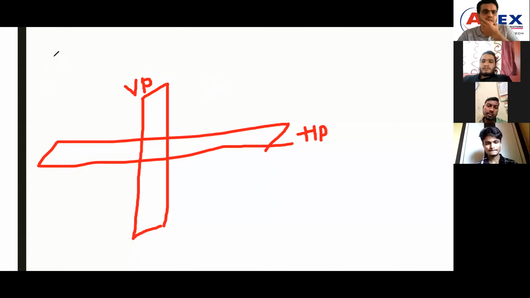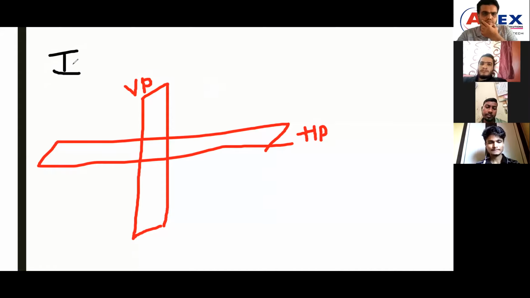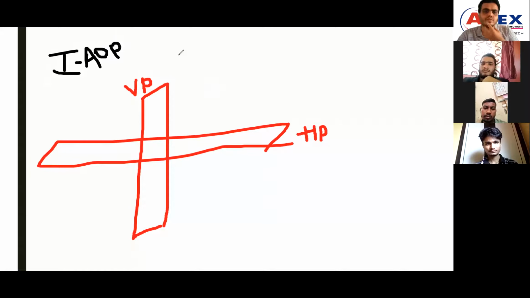Now, in first angle of projection, where will be the object? This is the first quadrant. This is the second quadrant. This is the third and this is the fourth. In first angle of projection, the object is placed in the first quadrant. So that is one difference.